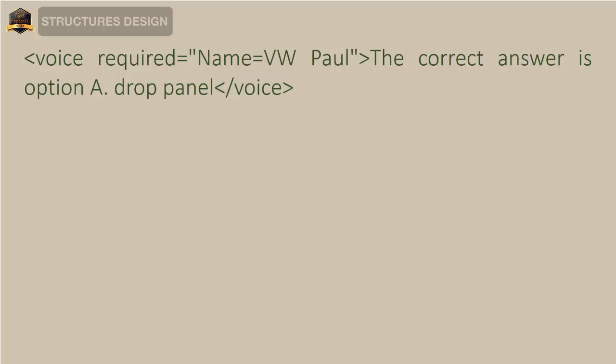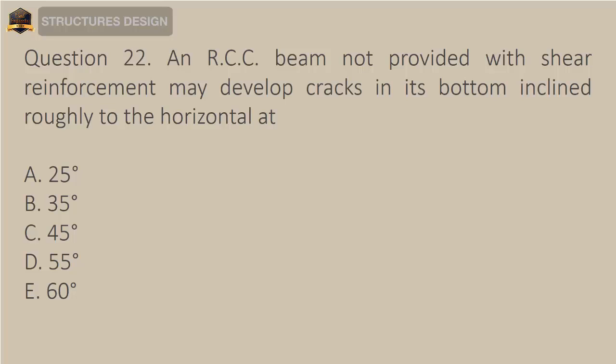Question 22. An RCC beam not provided with shear reinforcement may develop cracks in its bottom inclined roughly to the horizontal at A, 25 degrees, B, 35 degrees, C, 45 degrees, D, 55 degrees, E, 60 degrees. The correct answer is option C, 45 degrees.